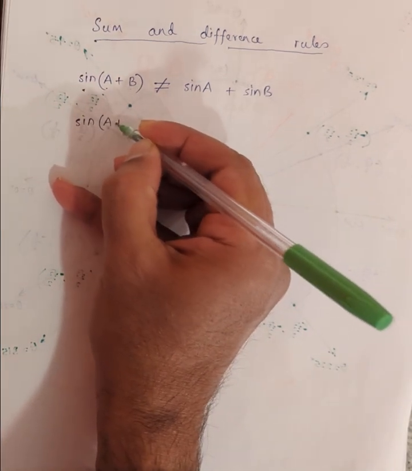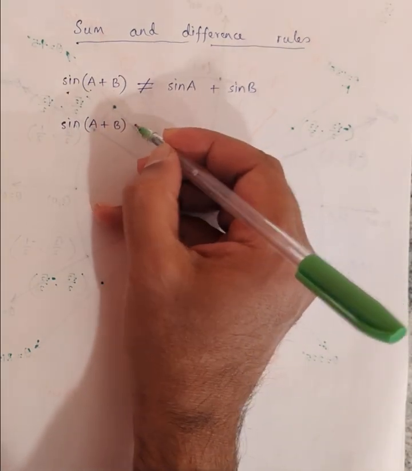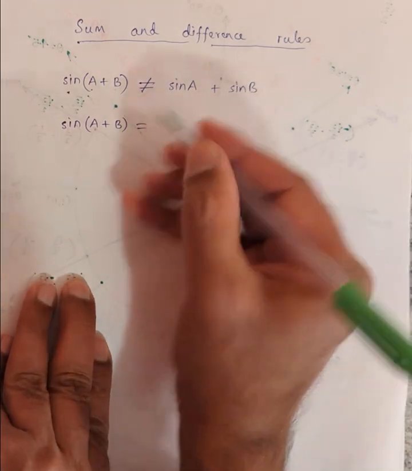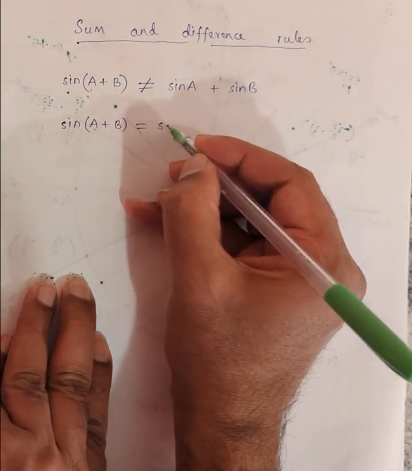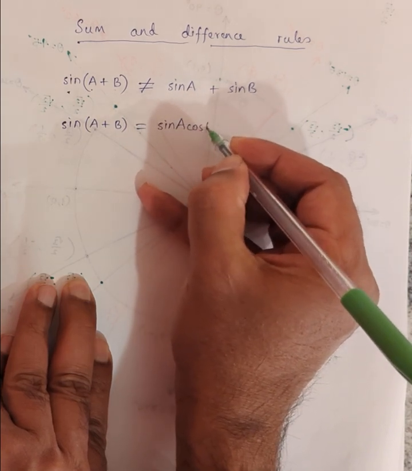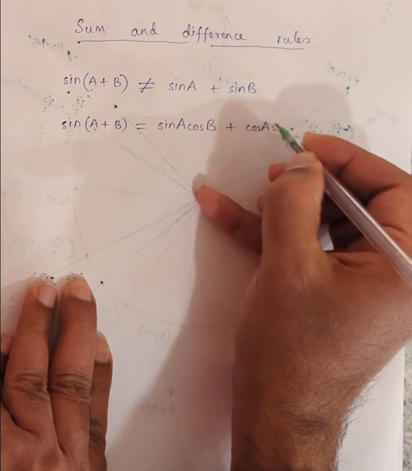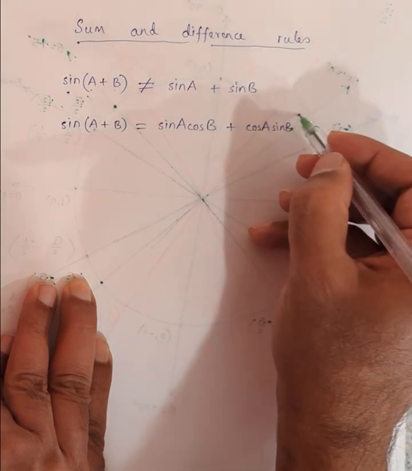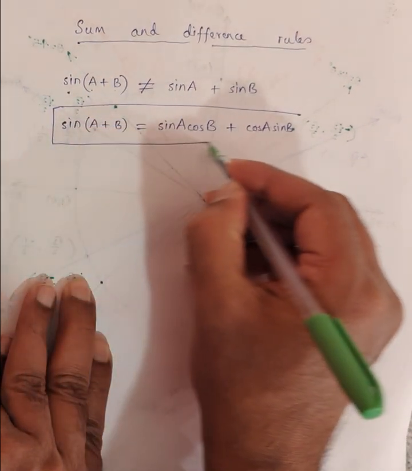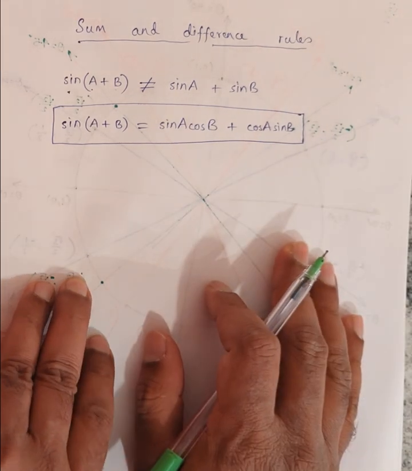Well, you actually need the help of both sine and cosine. So let me write that down. Sine of a plus b is, I want to write sine a cos b plus cos a sine b. So let's write that. Sine of a plus b is sine a cos b plus cos a sine b.